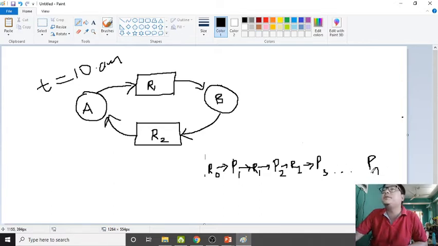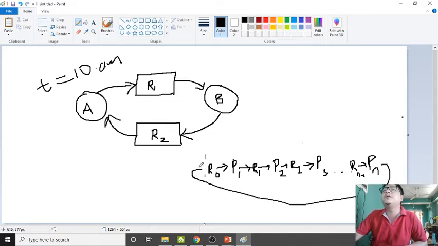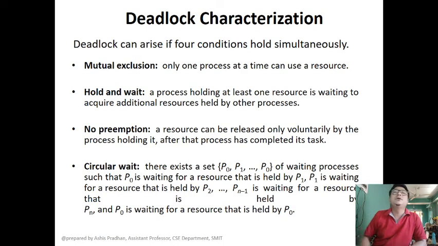And the last process Pn, the resource n minus 1 is being assigned to Pn, and it is requesting for R0. So this is kind of a circular thing, known as a circular sequence. So there exists a set of processes running from P0 to Pn, where P0 is waiting for a resource that is held by P1, and so on, the way that I have explained to you.